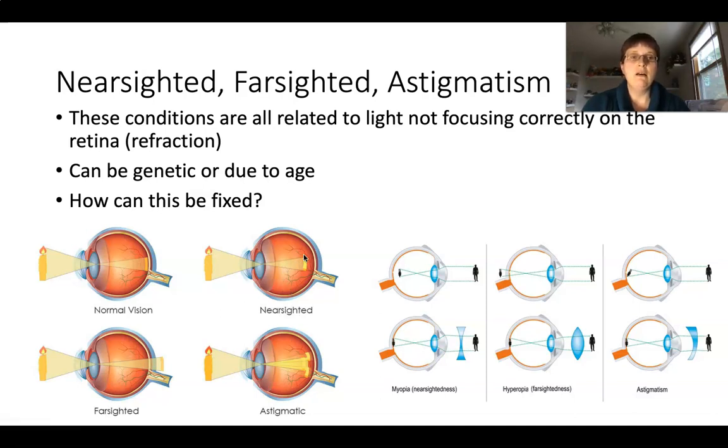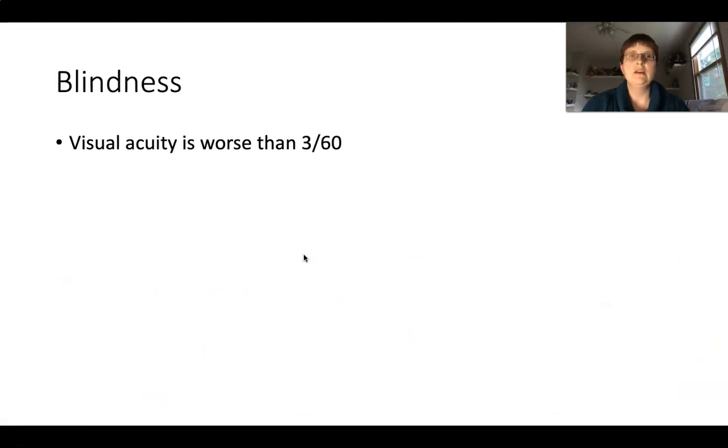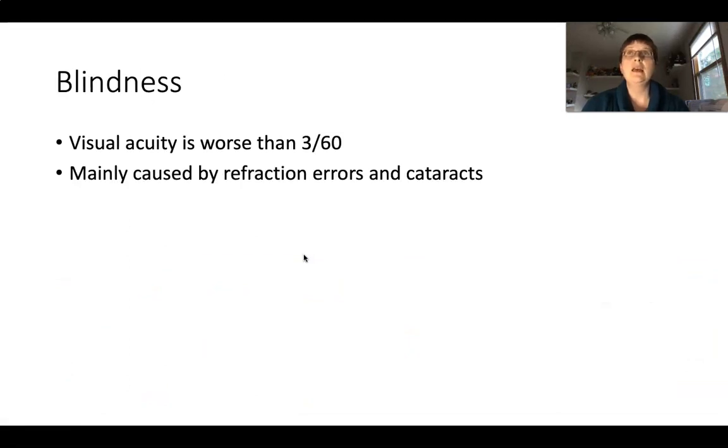Obviously, there are visual issues that can actually lead to complete blindness. But this is just talking about if you have visual acuity and you can still see, but it's worse than 3/60 because of these refraction errors, then you can be considered blind.